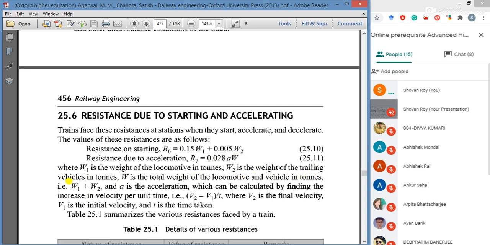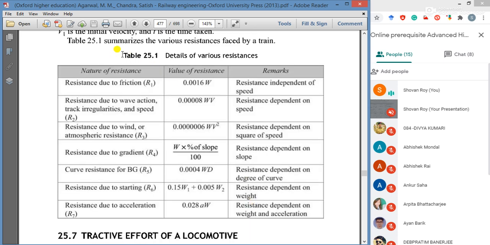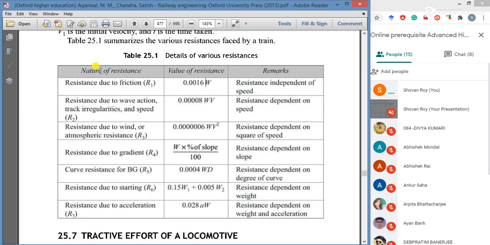That is W1 plus W2, and small a is the acceleration, which can be calculated by finding the increase in velocity per unit time, that is V2 minus V1 by T, where V2 is the final velocity, V1 is the initial velocity and T is the time taken. This is the important table where you can find all the formulas.